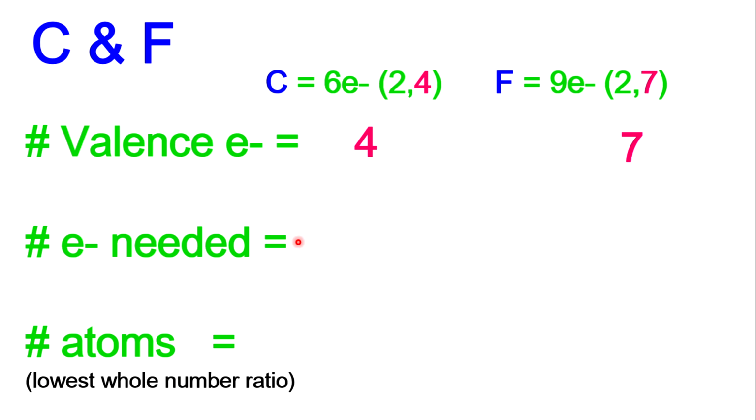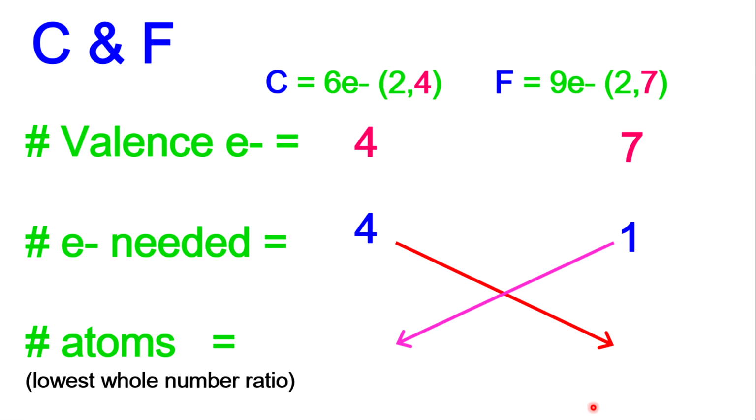Remember, we're going to create an octet, which means a full shell, maximum of 8 electrons. And so the amount of electrons needed to make this 8 will be 4 for carbon and only 1 for fluorine. Now remember, to determine the number of atoms is to cross multiply the number of electrons needed. So just cross multiply those. And what you get in this case is 1 atom of carbon and 4 atoms of fluorine.